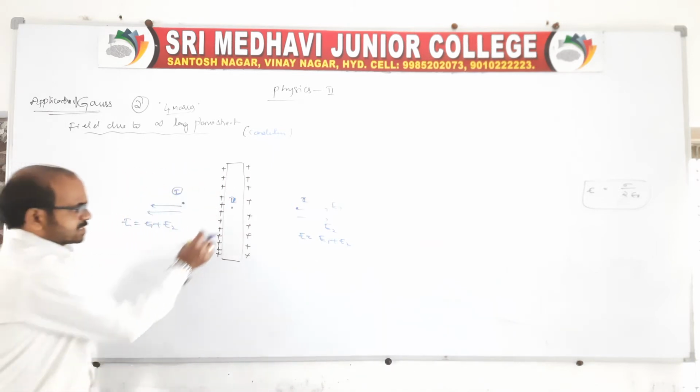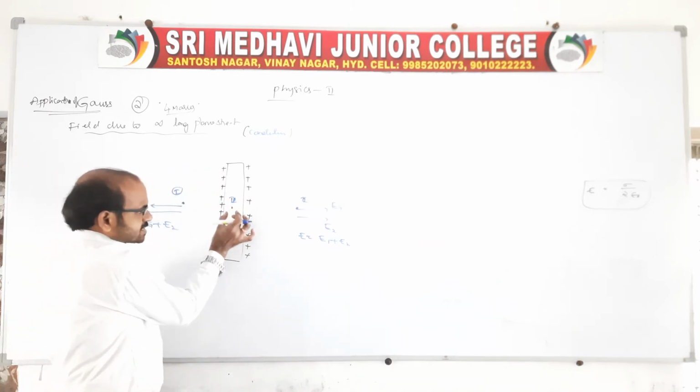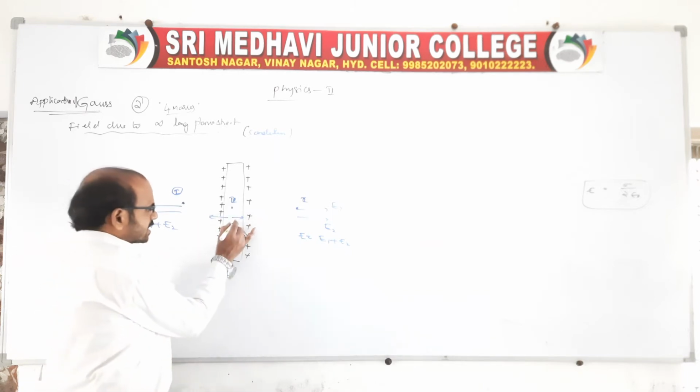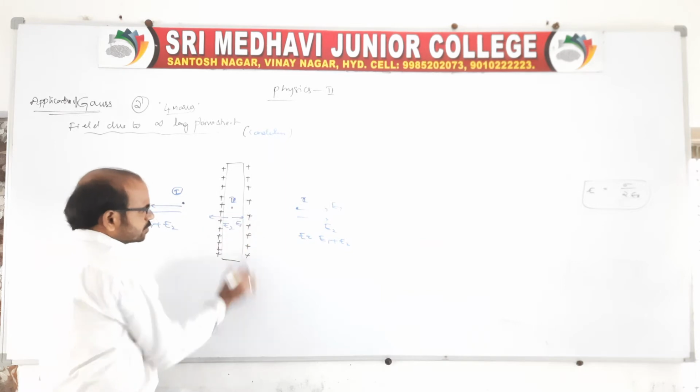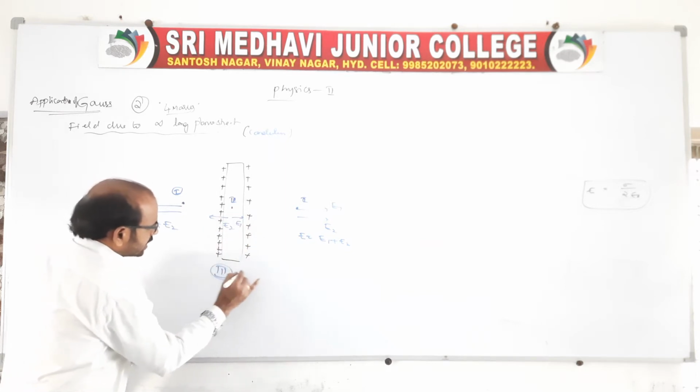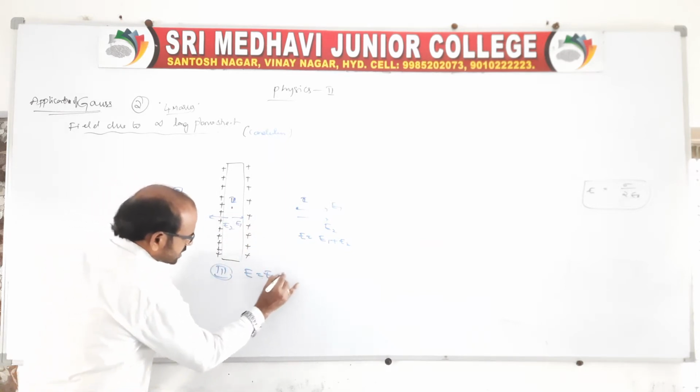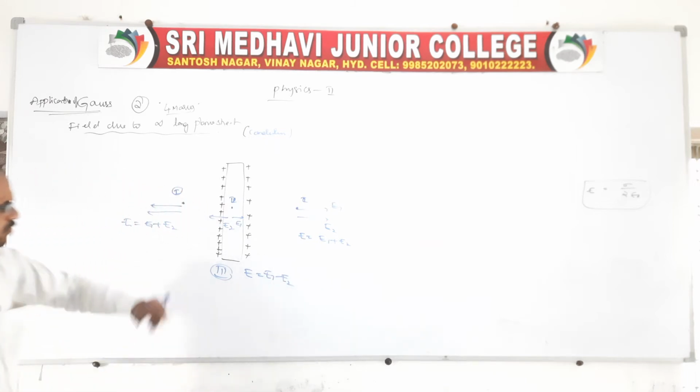Sir, inside what happens? It is outside, no? Outer region it is. Inside, look here, both are acting like this, so the resultant is E1 and E2. At a third position what happens? You take a third one, the resultant E is equal to E1 minus E2. Now you go for the derivation.